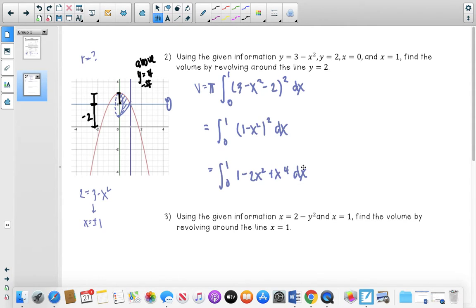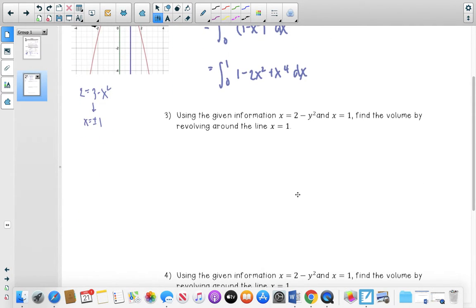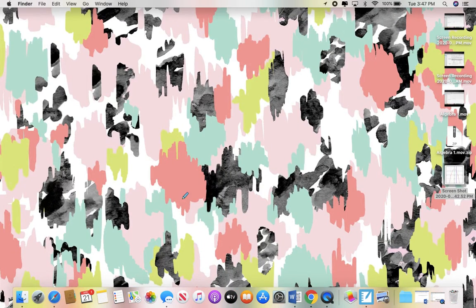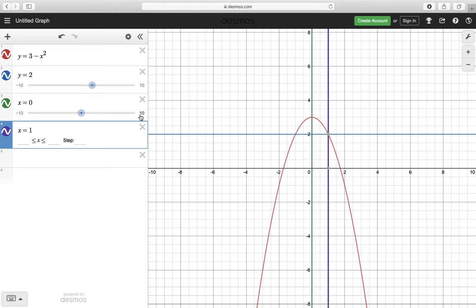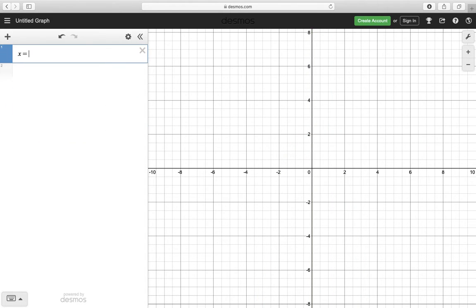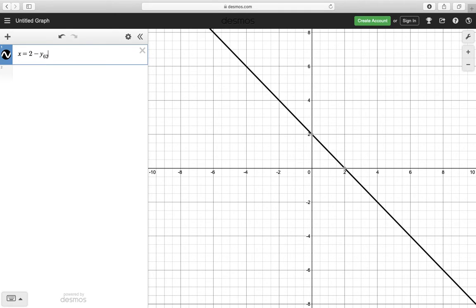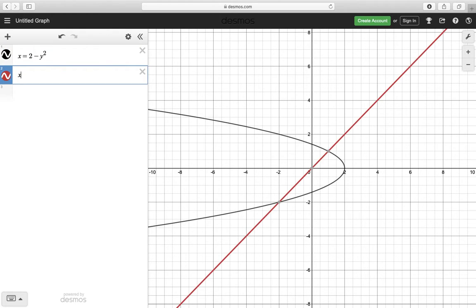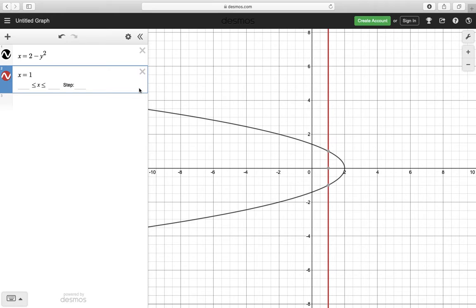Okay, on to the next graph. Let's get these equations. You have x equals 2 minus y squared. And then you have x equals 1. Okay, so that's what we're given. So let me take a picture of that.